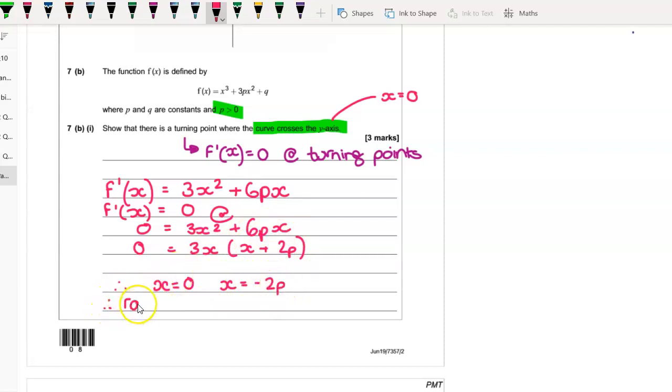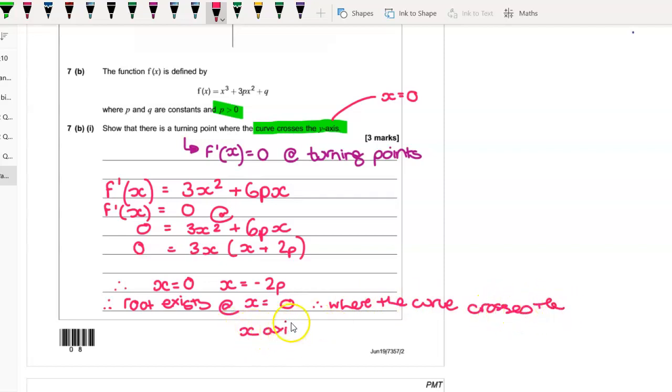Therefore, there is a root at x equals 0, therefore where the curve crosses the y-axis, there is a turning point. Just in case it asks you to, you know, there may be an explanation mark here.